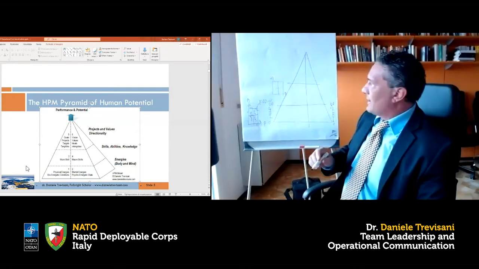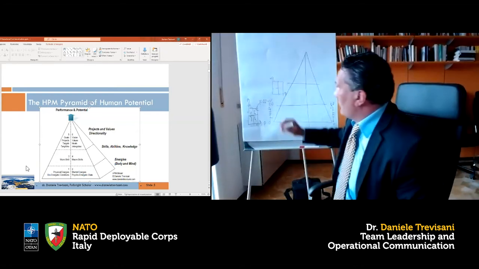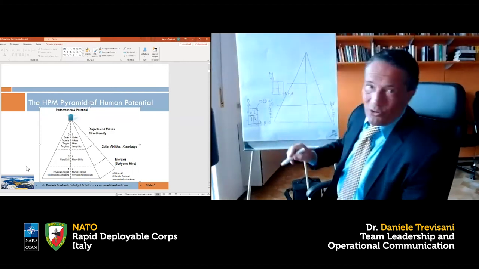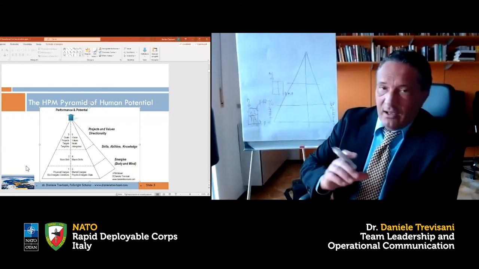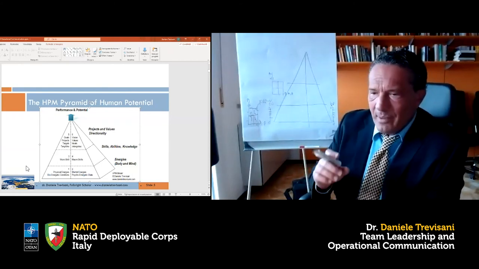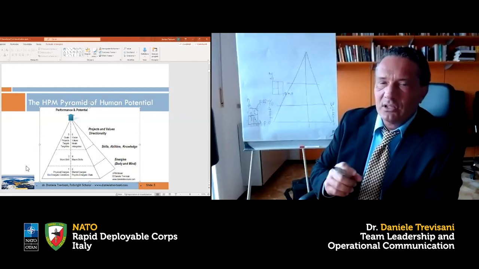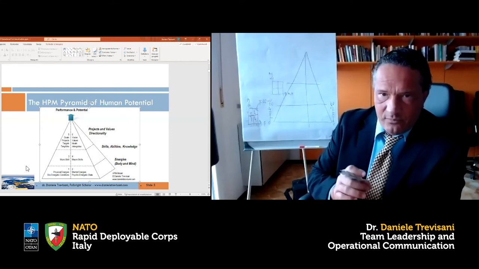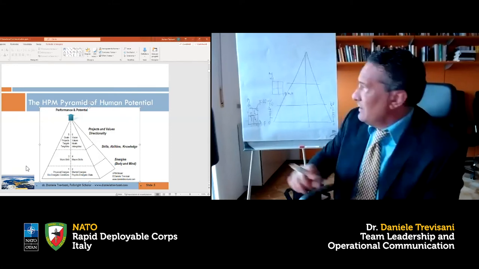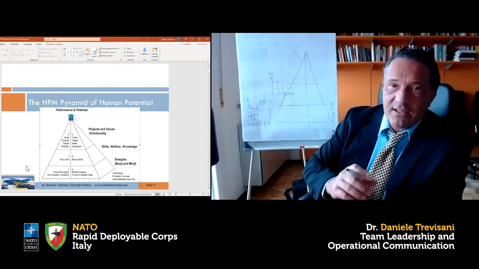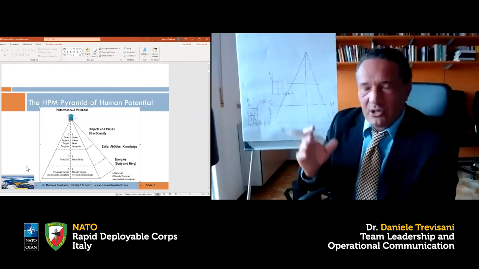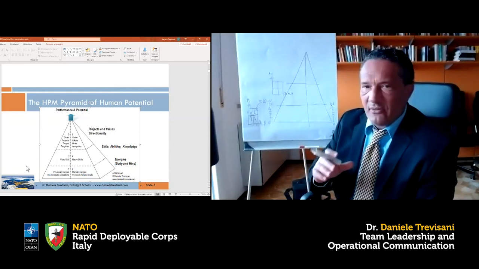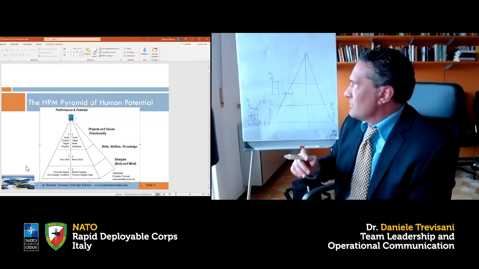Here we have another matrix. Here we have the micro skills. Here we have the macro skills. Just to remind, micro skills are the skills that relate to ability in details. Be very good in details. Macro skills are instead the ability to grasp the big picture, the helicopter view of the situation. They are very different set of skills.